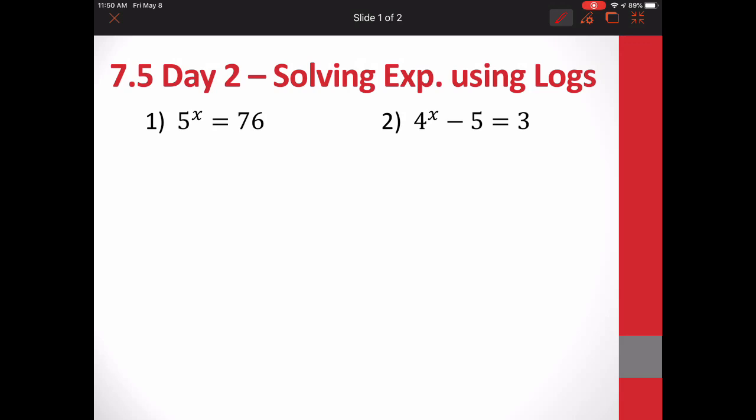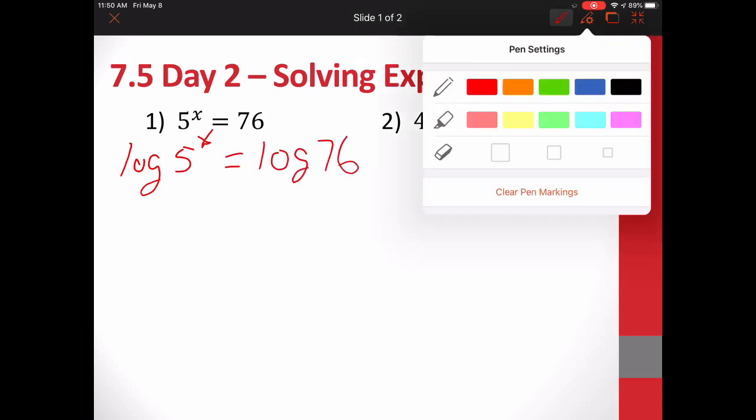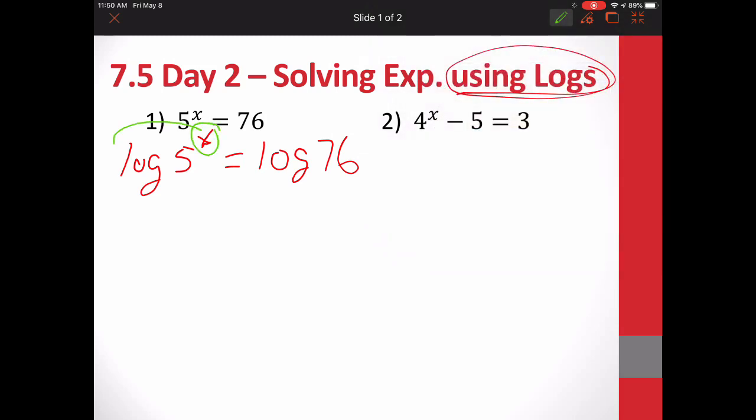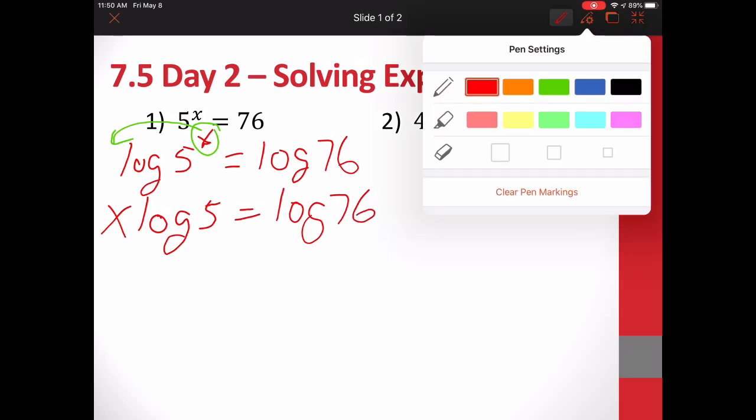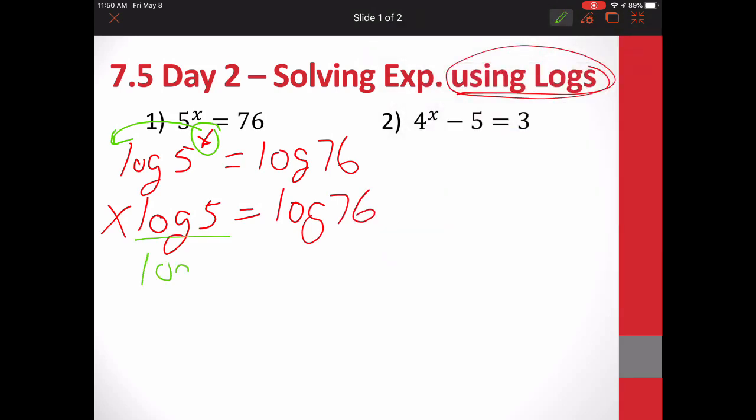We all know that 5 squared is 25, 5 to the third is 125. Nothing gets you 76. So what we do is, if you look, it says using logs, we're going to apply log to both sides of this equation. So we're going to go log of 5 to the x equals log of 76. And then what happens here is the x is going to go in front. That's one of the power properties here. So x log of 5 equals log of 76. And then we divide by log of 5.